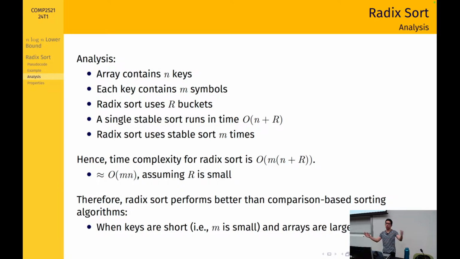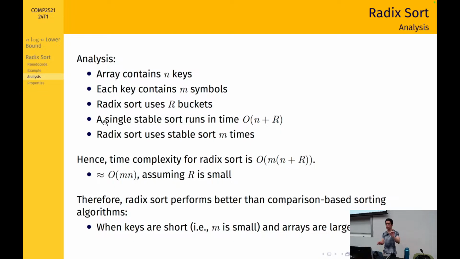Okay, so what is the time complexity of radix sort then? So here are the variables that are relevant to us. Our array contains n keys, right? And each key contains m symbols. So we're going to take that into account because if you have really long keys, then the length of the key is actually going to factor in to the efficiency, right? Because you're performing a sort m times, right? And we also have r buckets. Right, so we'll take that into account too.